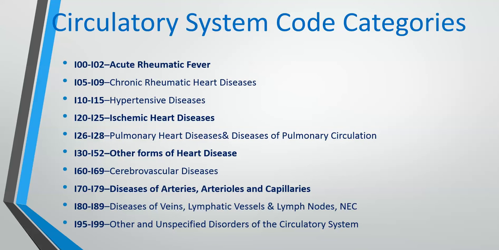So here you'll see the different circulatory system code categories, and you'll see that they're listed here. I won't read them all to you because you can actually look at them, but those are the different categories that are listed within the circulatory system chapter in ICD-10-CM.